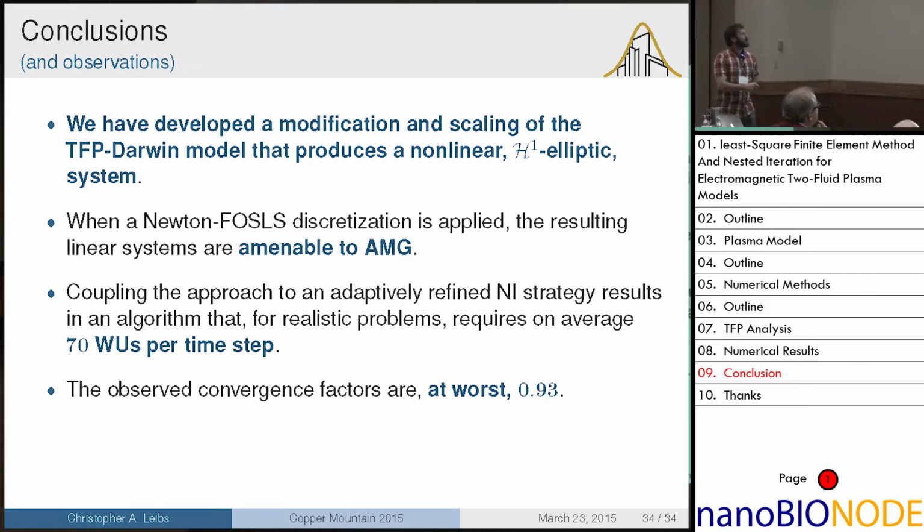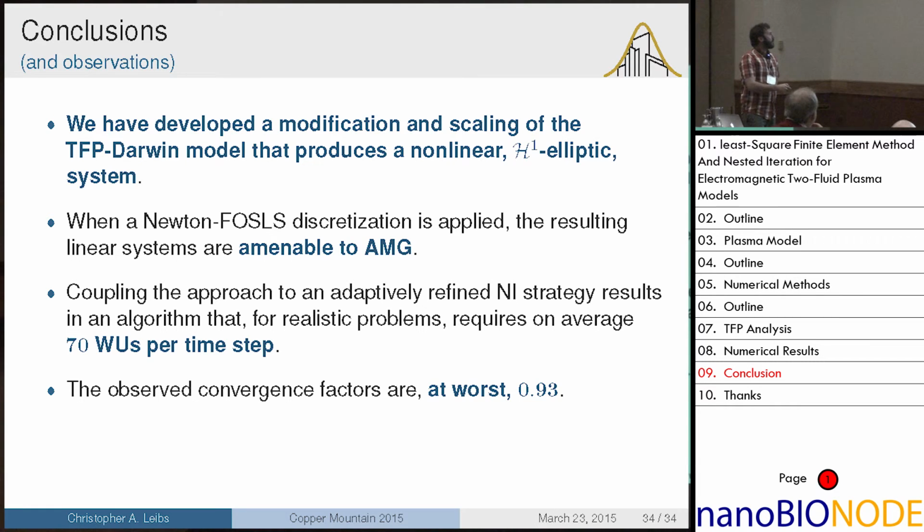In short, what we've done is develop a modification and scaling of this two-fluid Darwin system that ends up producing a nice H1 elliptic system. And what we end up getting is that the linear systems, using a Newton approach at each time step, at each Newton solve, are amenable to multigrid methods, AMG in this case, preconditioned. And the results that I just showed for that full two-fluid plasma reconnection problem are an average of 70 work units per time step, which you should think of as 70 Jacobi sweeps for each time step to fully resolve this magnetic reconnection problem, which is a little bit difficult.